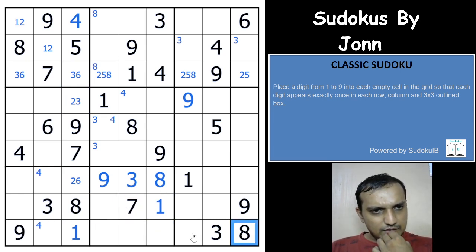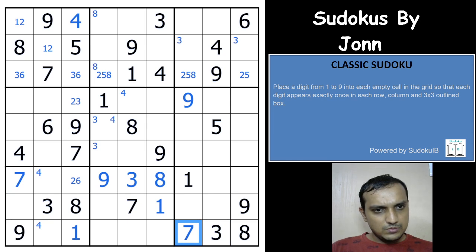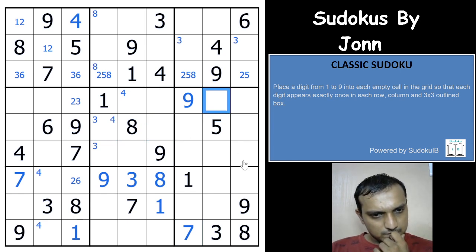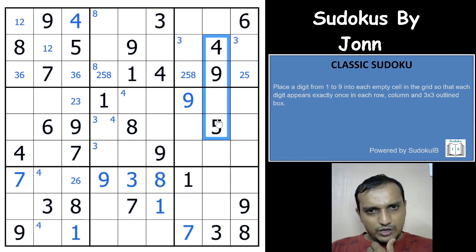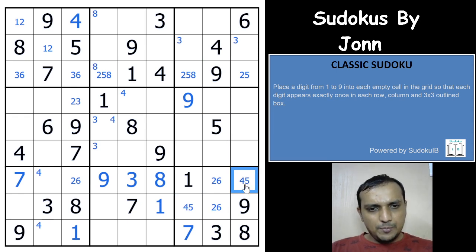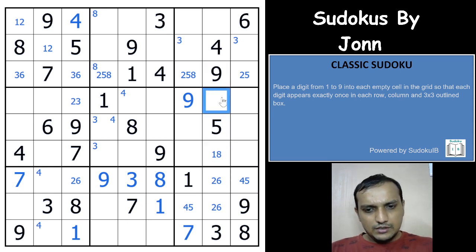9, 3, 8, 7. Okay, 7 cannot be here, 7 cannot be here. This cell would have to be a 7. That gives you a 7 here. Okay, 7 cannot be here. These cells would have to be a 7. 2, 4, 5 and 6. 4 and 5 is here, so these would have to be 2 and 6. You get a 4, 5 hidden pair here. So this would have to be 1, 8, 7 and 8.